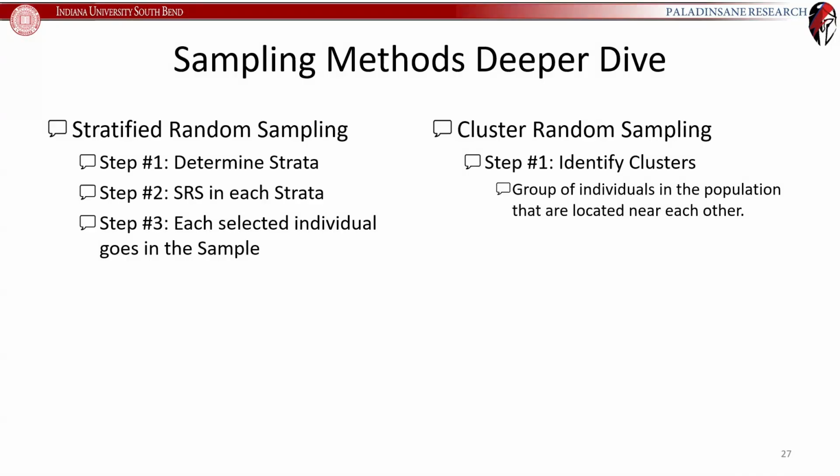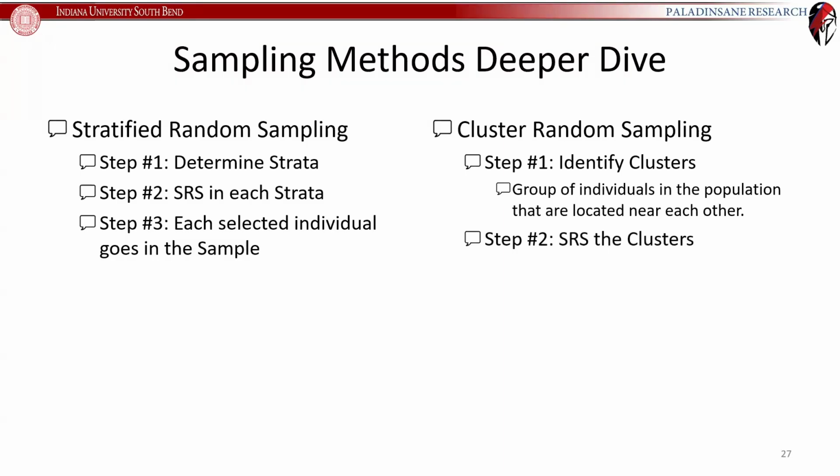They're in a certain town, or they're in a certain postal code, or they live in the same housing district, right? So they're located near each other. That's what a cluster is. So you take your population and you identify clusters in your population. Then what you do is you do a simple random sample, not of the people, but of the clusters. So step 2 is to do a simple random sample of the clusters.